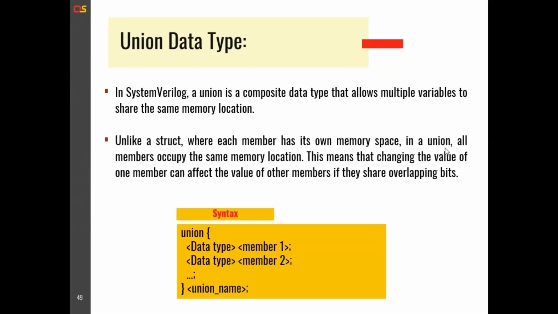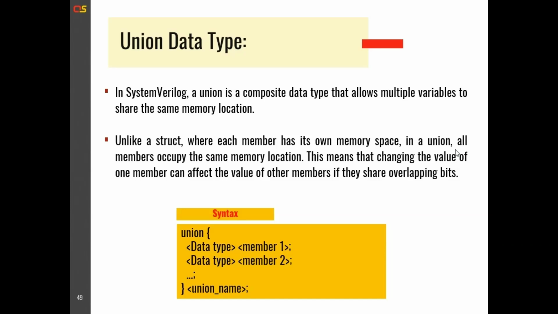A union data type is used to define variables of different data types, but all the variables inside a union share the same memory location. This means that only one member can hold a valid value at any given time. When you assign a value to one member, it overrides the existing value in the other members.